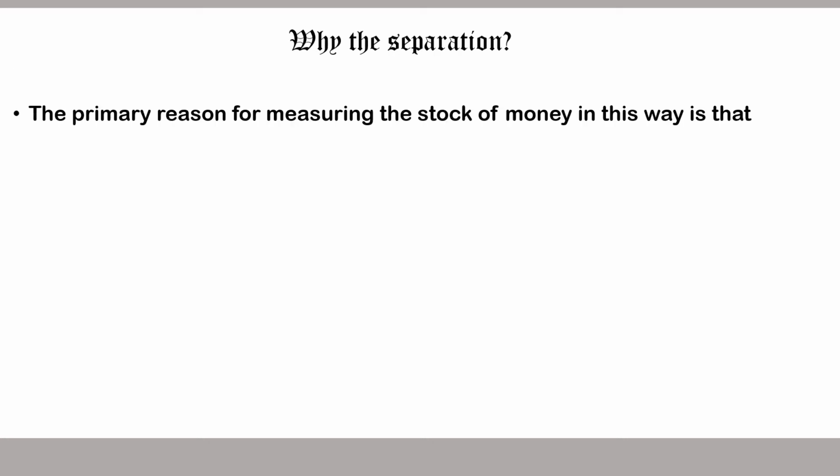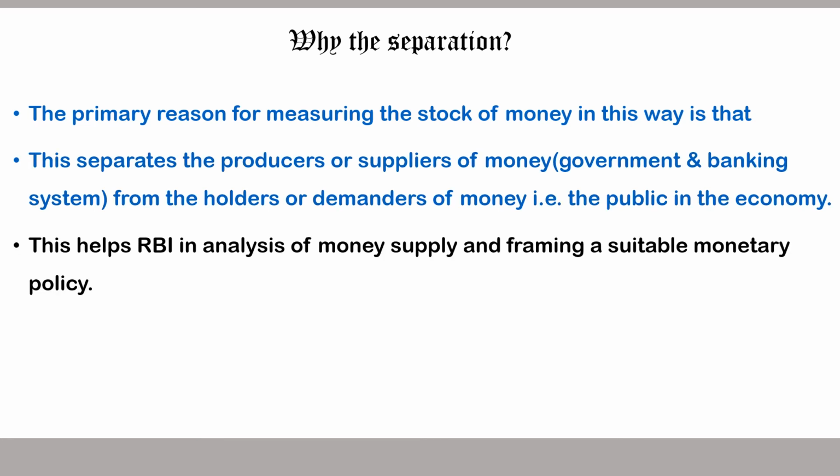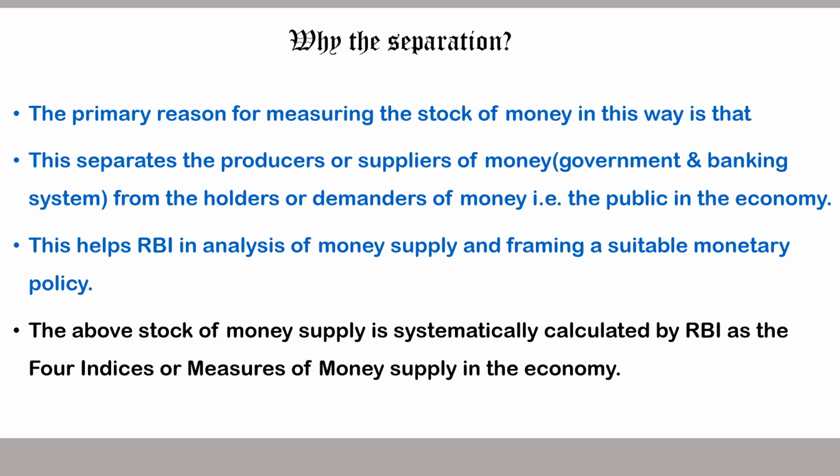Why is this separation done? The primary reason for measuring the stock of money in this way is that this separates the producers or suppliers of money, that is government and the banking system, from the holders or demanders of money, that is the public in the economy. This helps RBI in analysis of money supply and framing a suitable monetary policy. The above stock of money supply is systematically calculated by RBI as the 4 indices or measures of money supply in the economy.